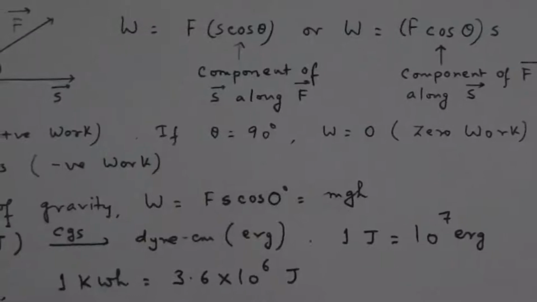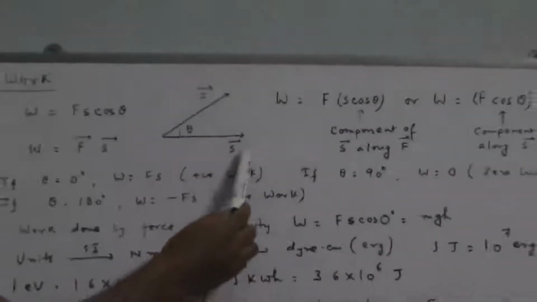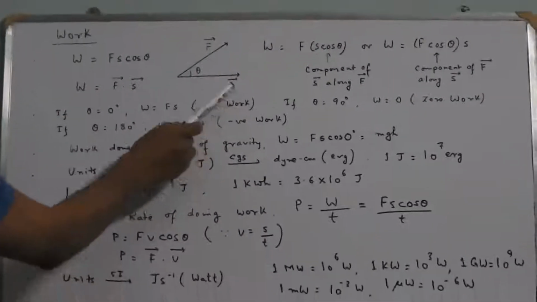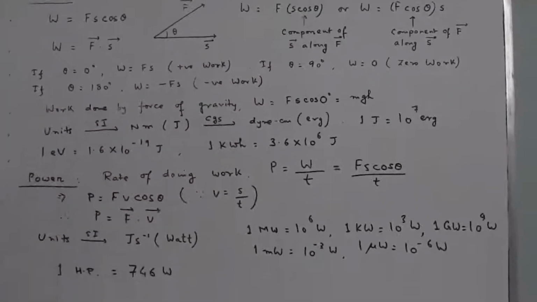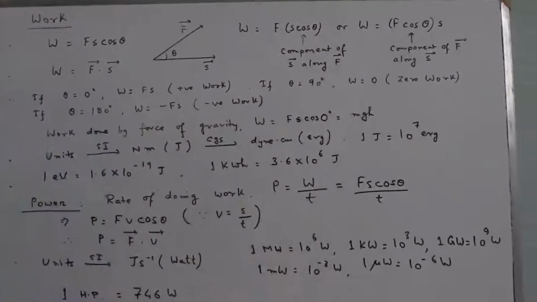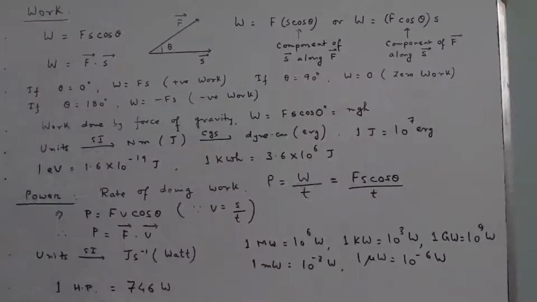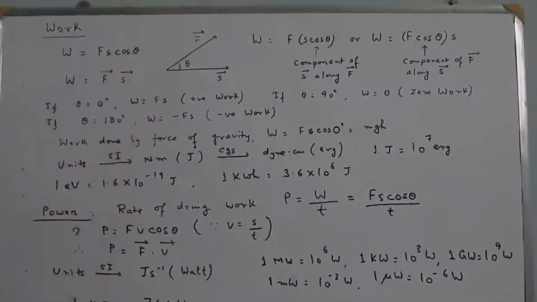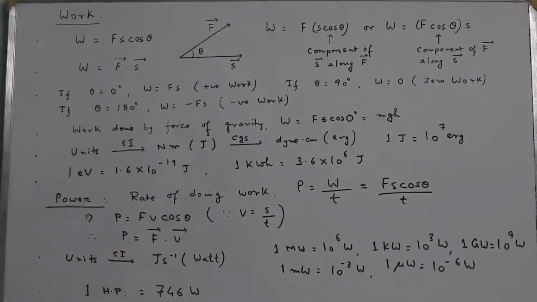The component of displacement vector along the force vector, which means that if you rotate the displacement vector by an angle theta, the portion of the displacement that aligns itself with force is actually S cos theta. Similarly, we can also write work equal to F cos theta into S. And F cos theta is the component of F vector along S vector. That means if the force is rotated by an angle theta, the portion of the force that aligns itself along the displacement is F cos theta.